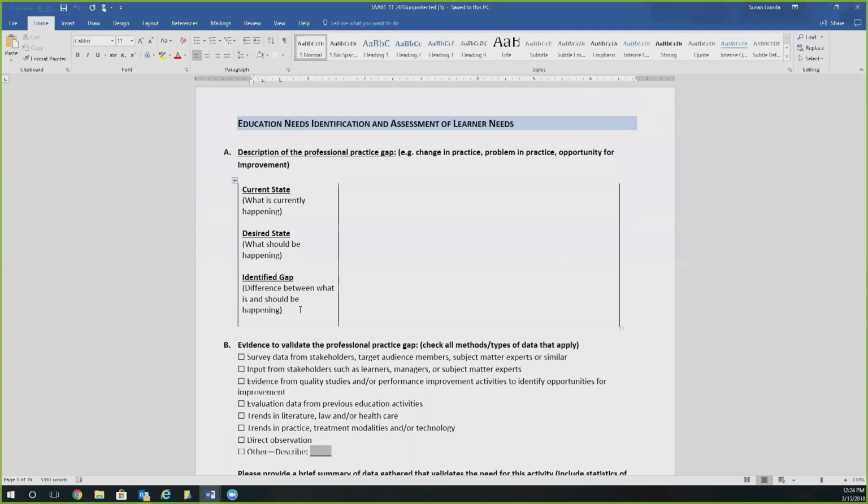So for our event, we have presentations on a bunch of different topics. So for these practice gap boxes, should our nurse planner go through every single session and say the current state, the desired state, and the identified gap? Should she do that for each different session, or can it just be more general?